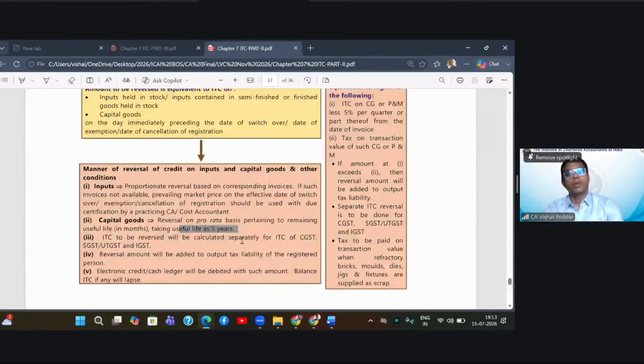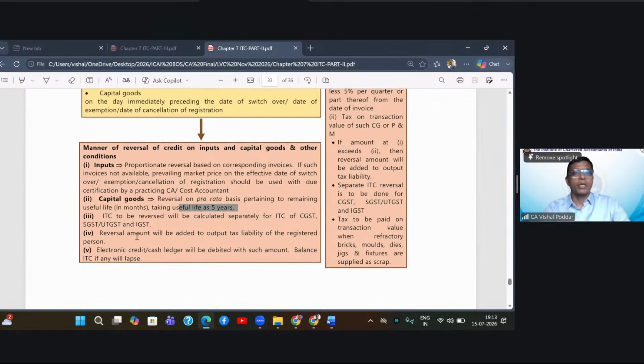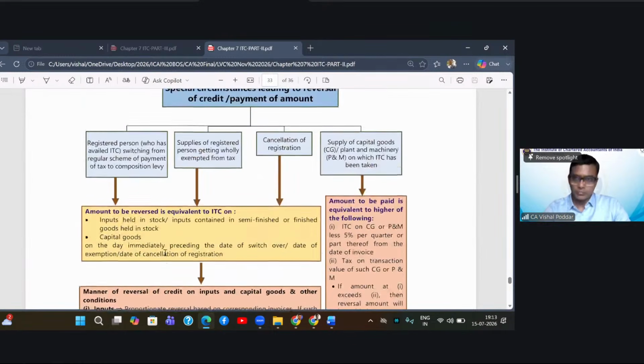Again, common point, the calculation of this ITC reversal has to be done separately for CSI. Then this reversal amount will be added to your output tax liability. And as you pay your output tax liability, if you have credit balance, you utilize the credit balance, or else you'll have to pay it from the cash ledger.